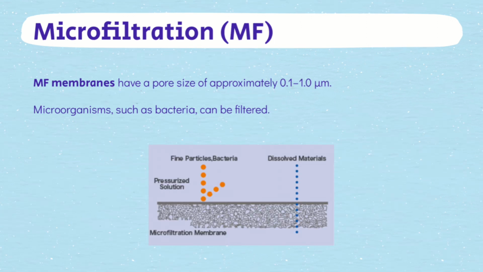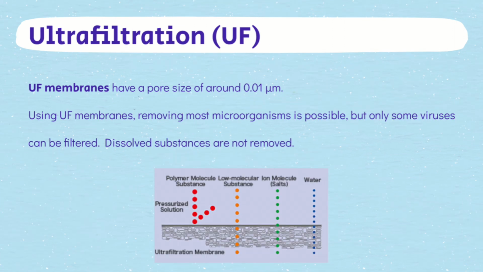Microfiltration membranes have a pore size of approximately 0.1 to 1.0 micrometers. Microorganisms such as bacteria can be filtered. Ultrafiltration membranes have a pore size of around 0.01 micrometers. Using ultrafiltration membranes, removing most microorganisms is possible, but only some viruses can be filtered. Dissolved substances are not removed.